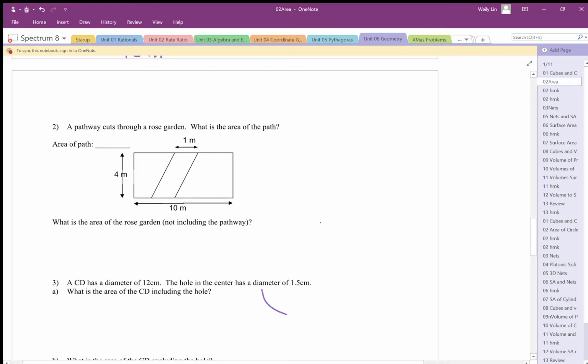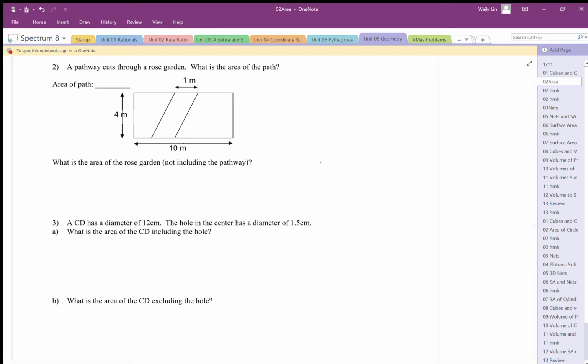Okay, so let's try these problems here. So we have a rectangular garden and we have a pathway that cuts through at an angle, so we get a parallelogram. So what is the area of this path? Okay, we know this area here represents the garden, and we want to know just this width here. So how do I get this parallelogram area?